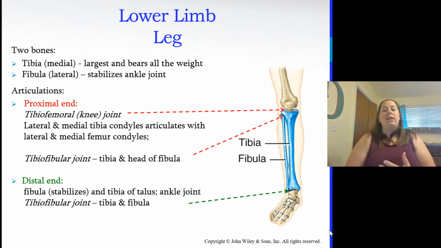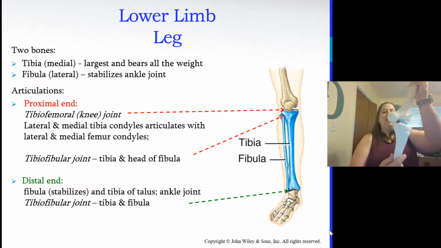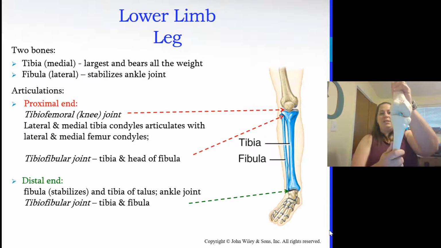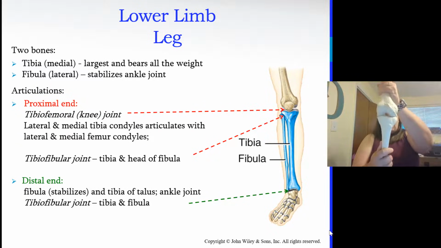Now on the proximal end, we have what we call the tibiofemoral joint or the knee joint. This is where the tibia is going to connect to the femur, and the two condyles, the lateral and medial, are going to articulate. And so this is actually going to form the knee joint. Okay, so you can see it here, the tibiofemoral articulation. Now there is no fibula in this articulation.